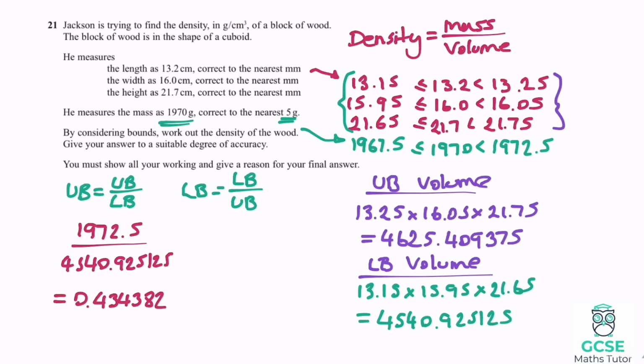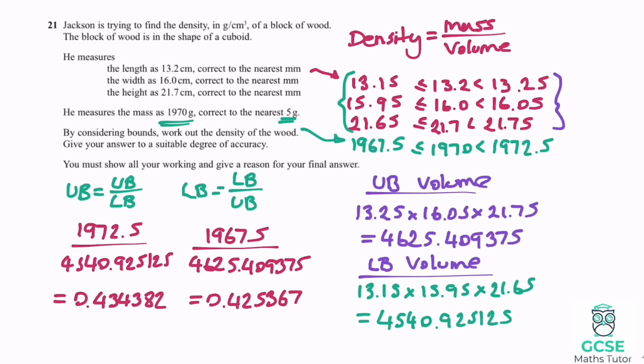And for the lower bound of the density, we would do the lower bound of the mass, which was, oh, not that there. That's not what it says on the calculator. Let's have a look. 1967.5, and the upper bound of the volume there, which we've written down, 4,625.409375. There we go. And if we work that out on the calculator, you get 0.42537. I'm not going to write down any more. I'm just going to match it with the amount of decimals I wrote to the side.